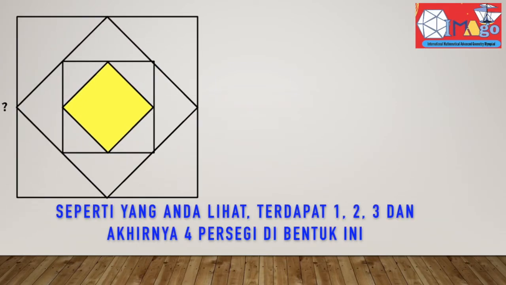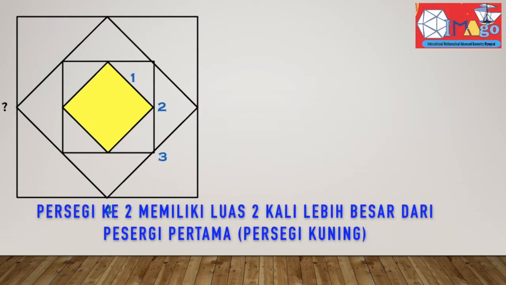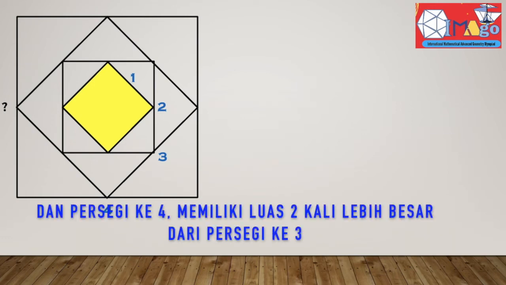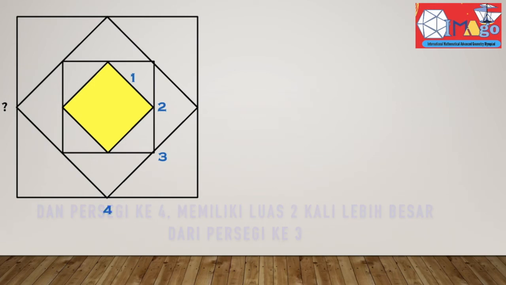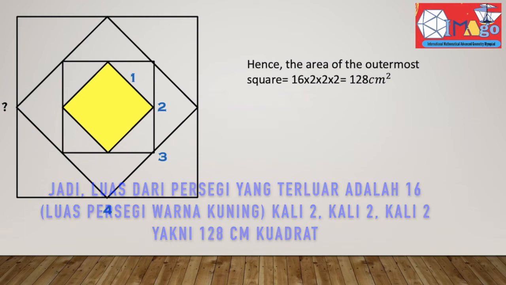As you can see in the question, there are 1, 2, 3, and 4 squares inside this shape. The second square has twice the area of the first square, the third square has twice the area of the second square, and the fourth square has twice the area of the third square. Hence, the area of the outermost square is equal to 16, which is the area of the yellow square, times 2, times 2, and times 2, which is equal to 128 cm square.